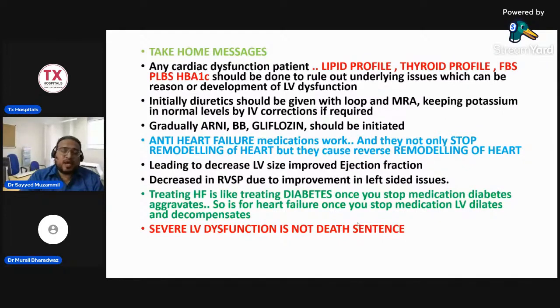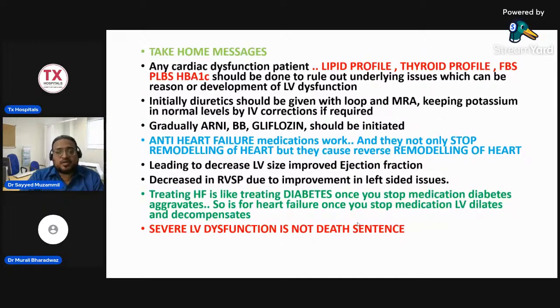Initially, we should give IV diuretic like loop diuretic, and mineralocorticoid receptor antagonist should be added. And if the patient develops hypokalemia, you should not stop diuretic, but you should treat the potassium level with the help of IV correction and addition of mineralocorticoid receptor antagonists like Aldactone and now finerenone. Gradually, angiotensin receptor neprilysin inhibitor, ACE inhibitors, ARBs, beta blockers, and gliflozin should be initiated in this patient.